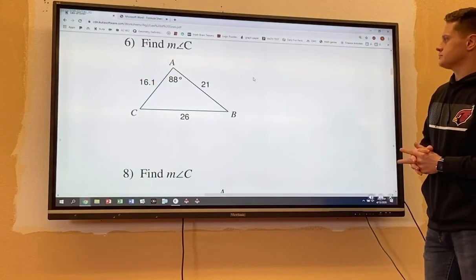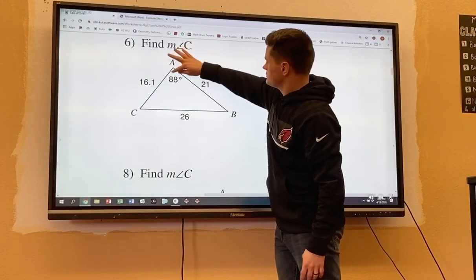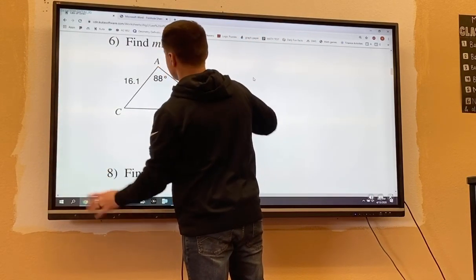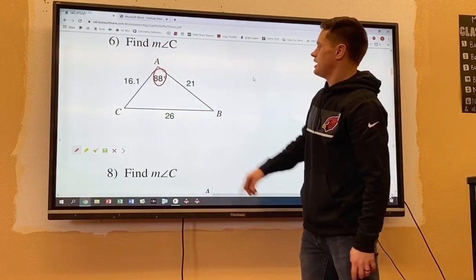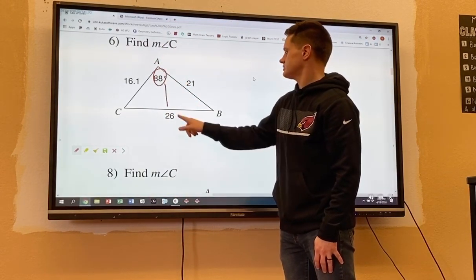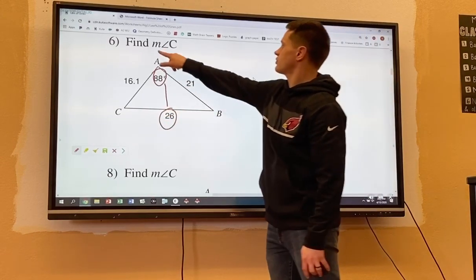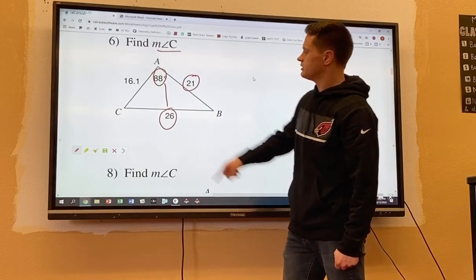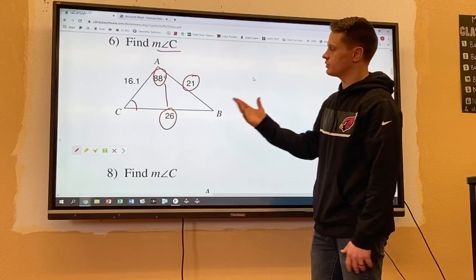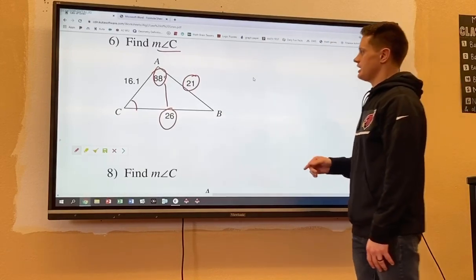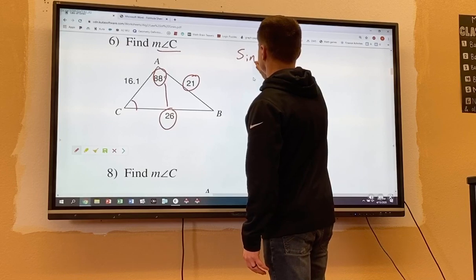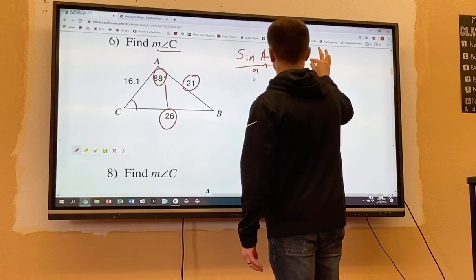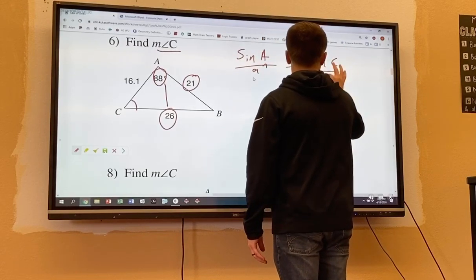So here we're given angle A, which is 88 degrees, and we know the side opposite of it is 26, and we are looking for the measure of angle C. So we have lowercase c here, we just don't know uppercase C or angle C. So we're going to set it up as sine of A over A is equal to sine of C over C.